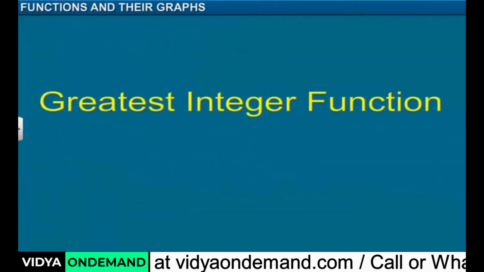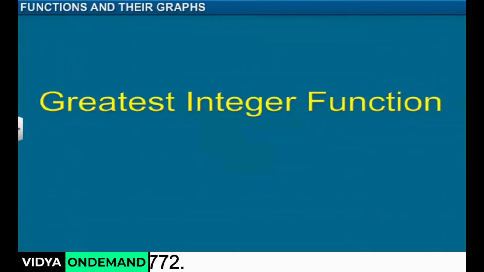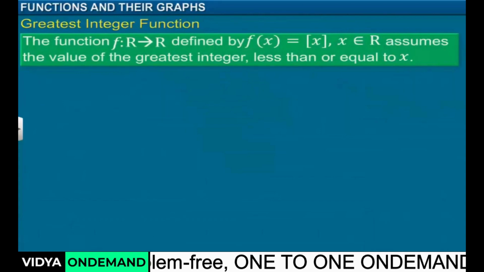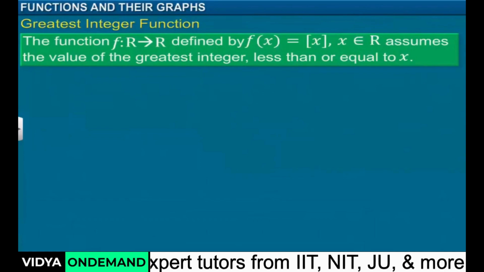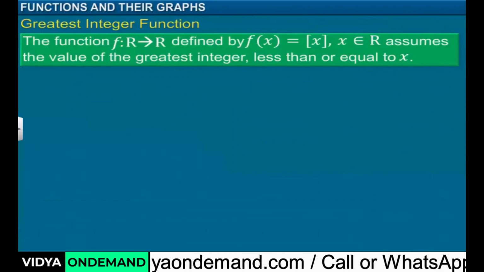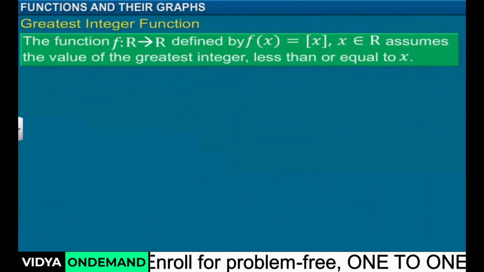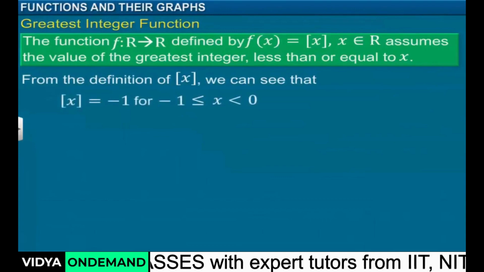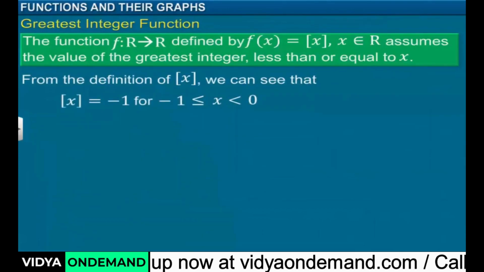Now, let's discuss the last function, called the greatest integer function. A function f from R to R, defined by f of x is equal to the greatest integer less than or equal to x for all x belonging to the set of real numbers. Such a function is called the greatest integer function. From the definition, its value is equal to minus 1 for x greater than or equal to minus 1 and less than 0.